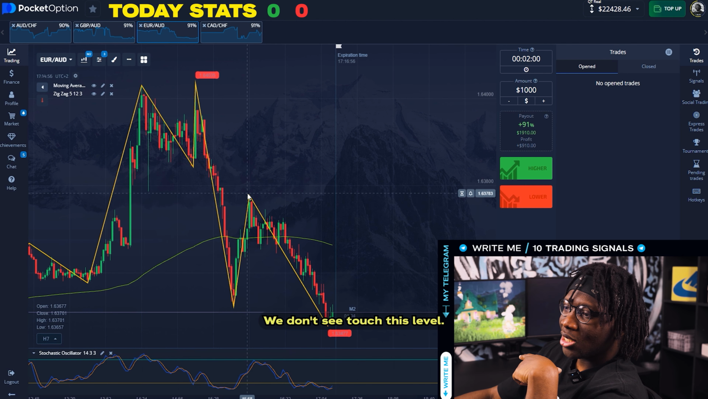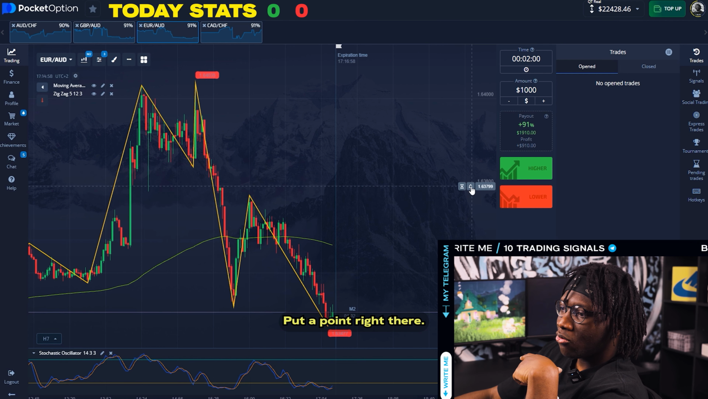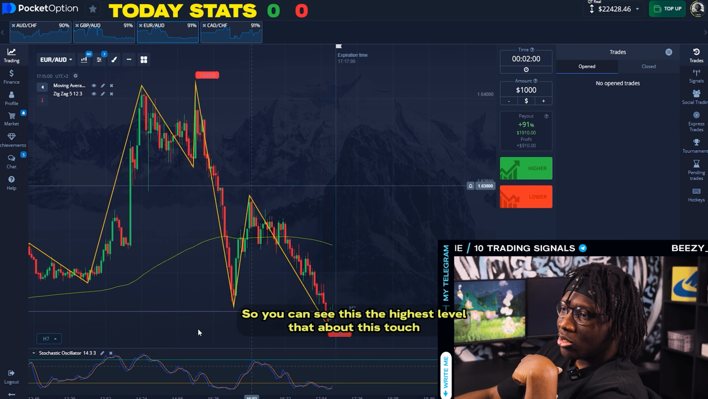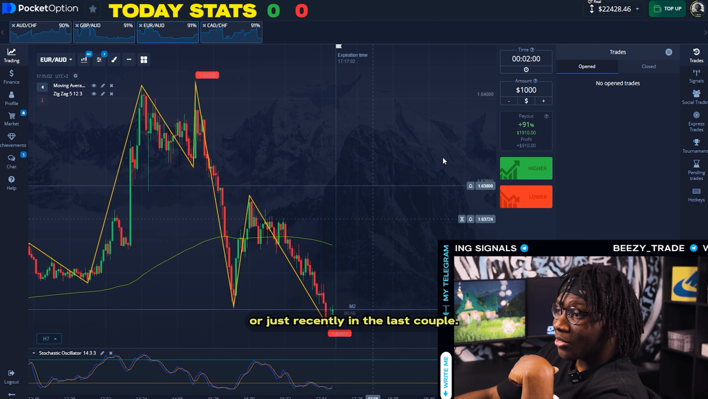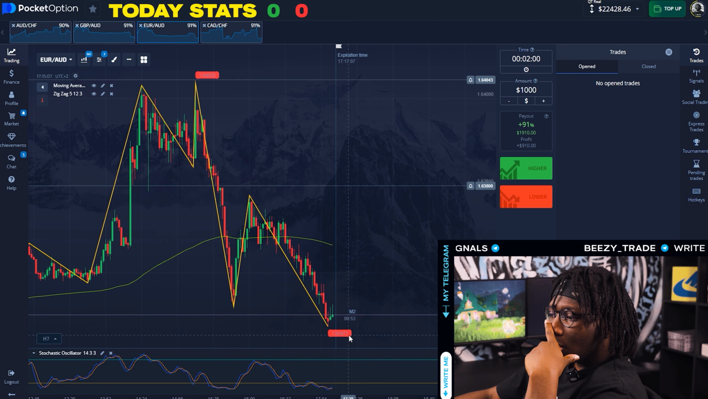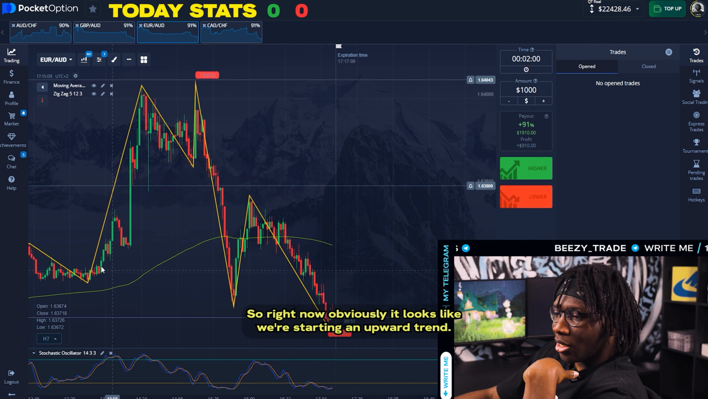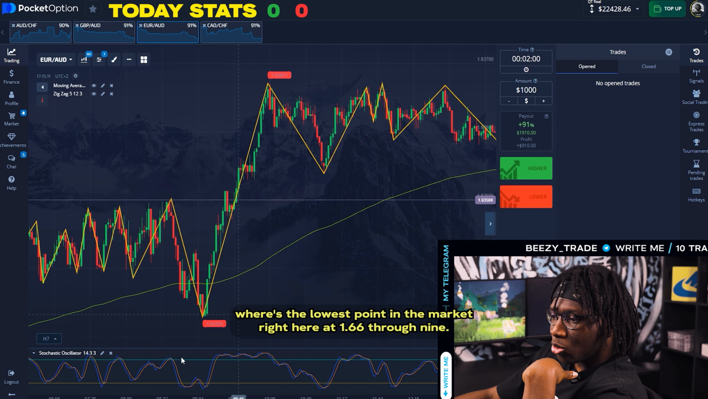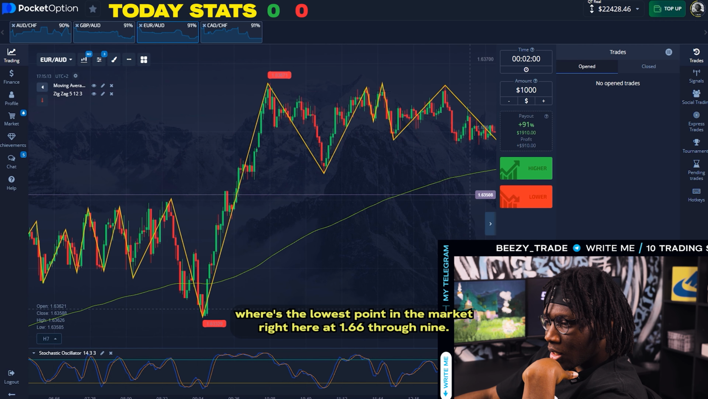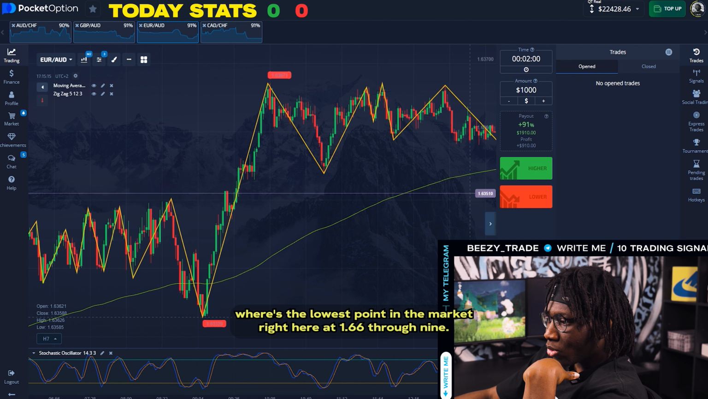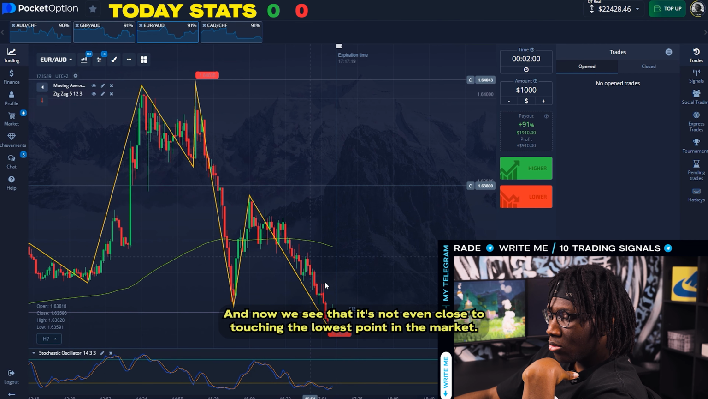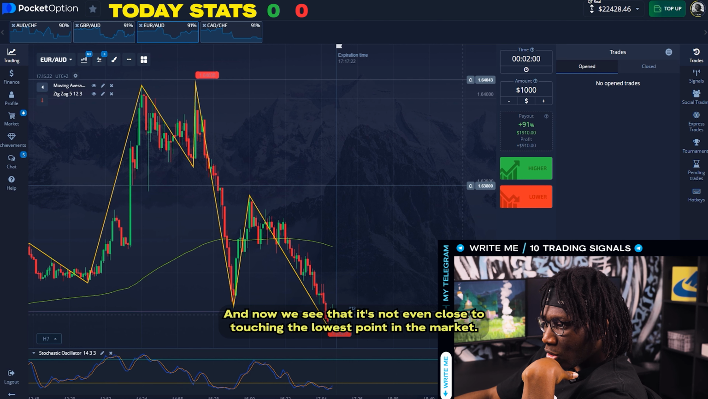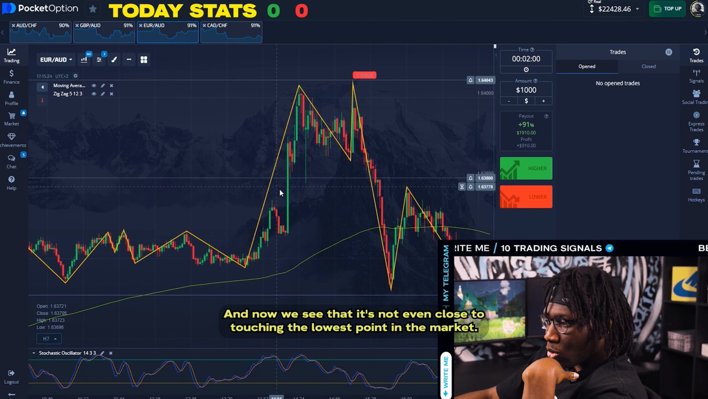It's right here. We don't see it touch this level. Put a point right there. And you can see this is the highest level that the market has touched before, just recently in the last couple. So right now, obviously, it looks like we're starting an upward trend. Now we're looking for where's the lowest point in the market, right here at 1.669. So we're just going to draw that right there. And now we see that it's not even close to touching the lowest point in the market.